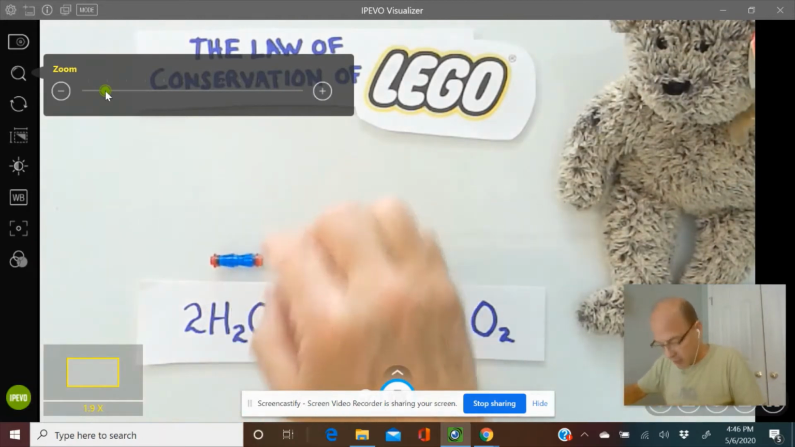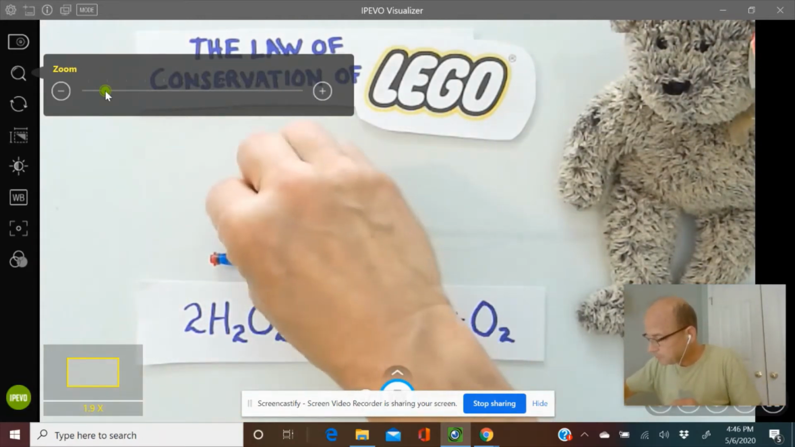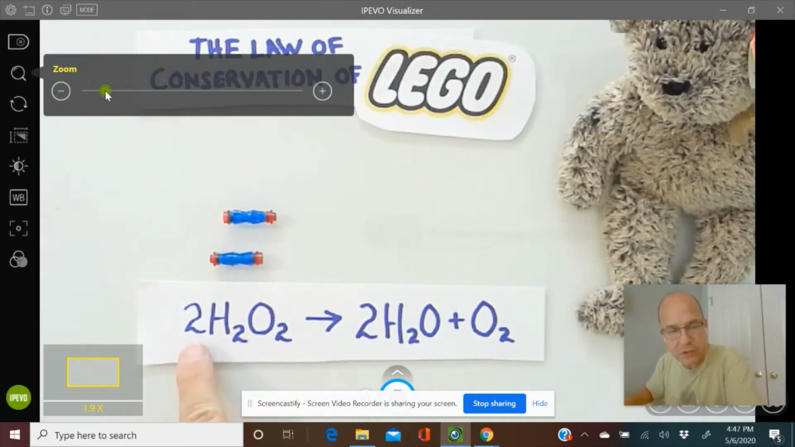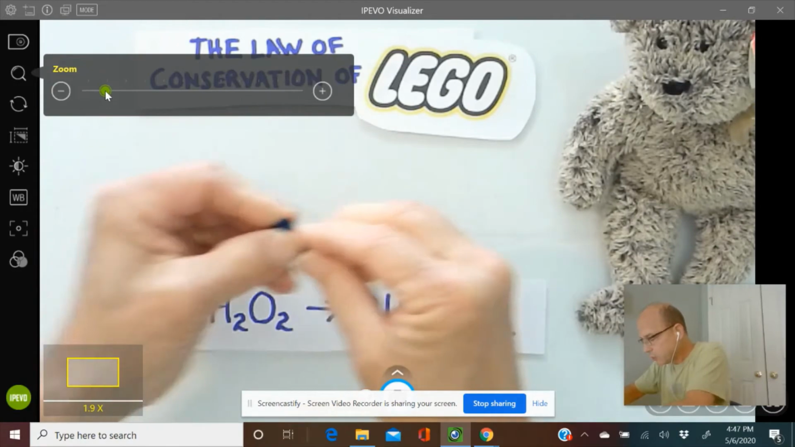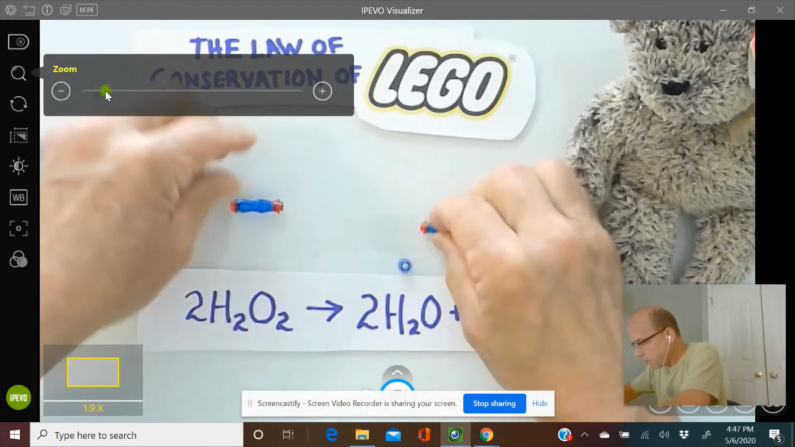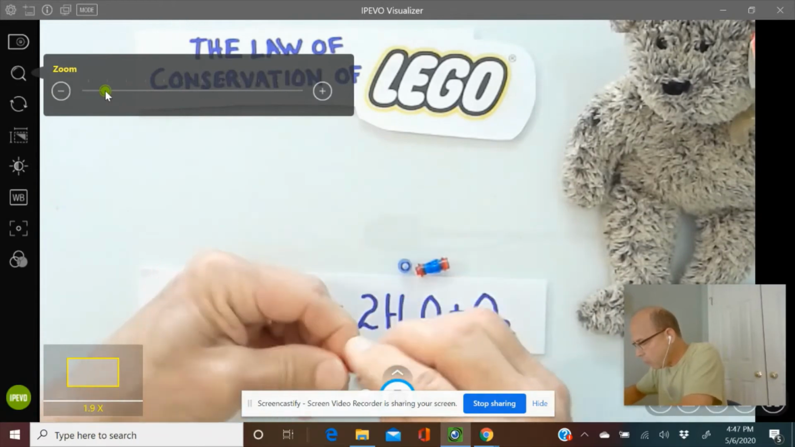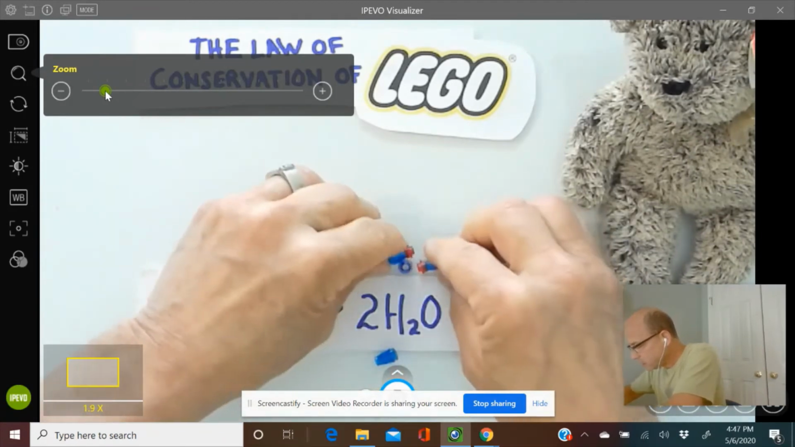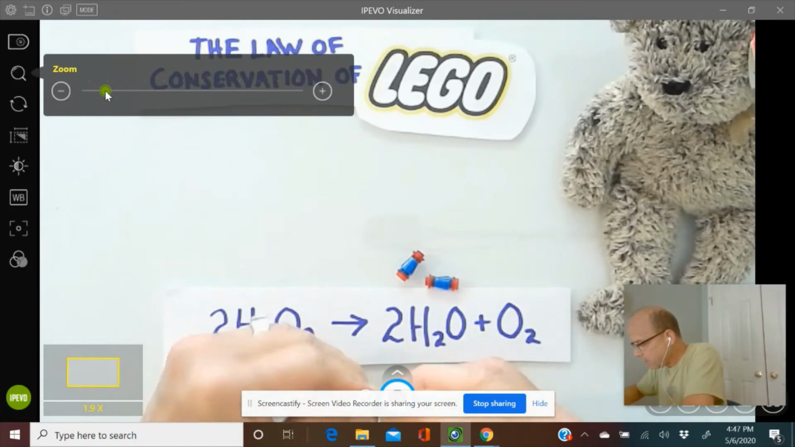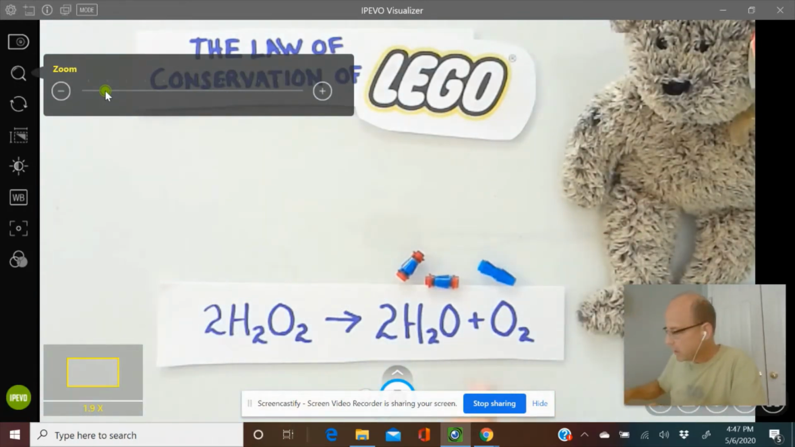So here I've got a couple of models of peroxide. Notice the coefficient 2, meaning that I have 2 units or 2 molecules of peroxide, and each molecule of peroxide has 2 hydrogens represented by the red studs and 2 oxygens represented by the blue cone studs. Now, after time, if I was to expose these molecules to light, they would actually break down and form a couple of molecules of water and some diatomic oxygen gas. Okay, so here's my 2 molecules of water and my 1 molecule of diatomic oxygen.